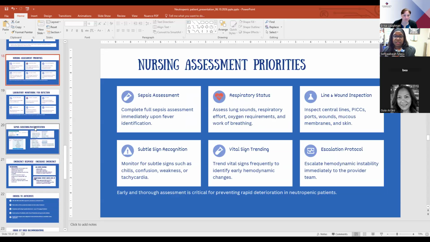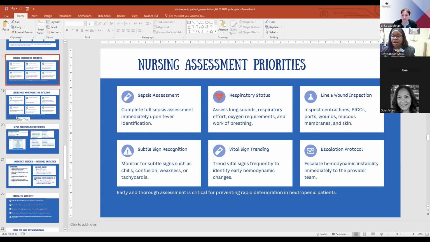Nursing assessments and priorities. Sepsis assessments: we want to make sure that we are completing that. We are doing our respiratory status, assessing lungs, respiratory efforts, any O2 requirements, line and wound inspections, and any subtle signs of neutropenia for this patient or leading towards neutropenia for this patient. So chills, confusion, weakness, tachycardia. We want to look at vital signs trending for these patients.